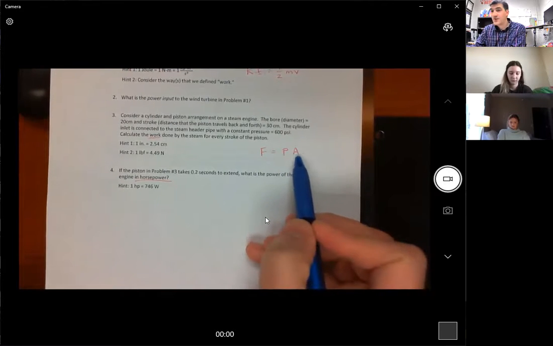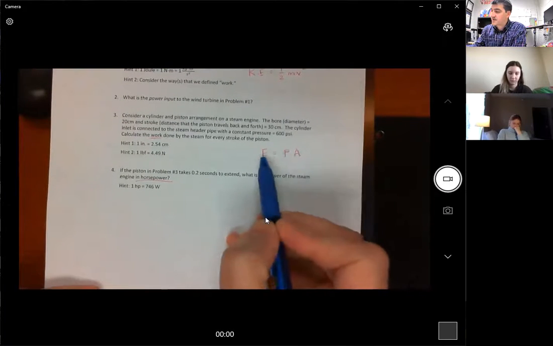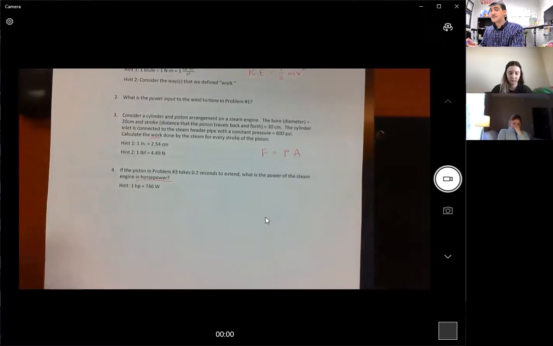So what area are we interested in here? It's not the area of the cylinder walls or anything. It's the area of the piston. What is the area that the steam is acting on? It's the area of that piston, where it pushes the piston inside the cylinder. So we're going to use this equation to calculate the force that the steam is pressing on the piston with. That's the force in our equation for work.